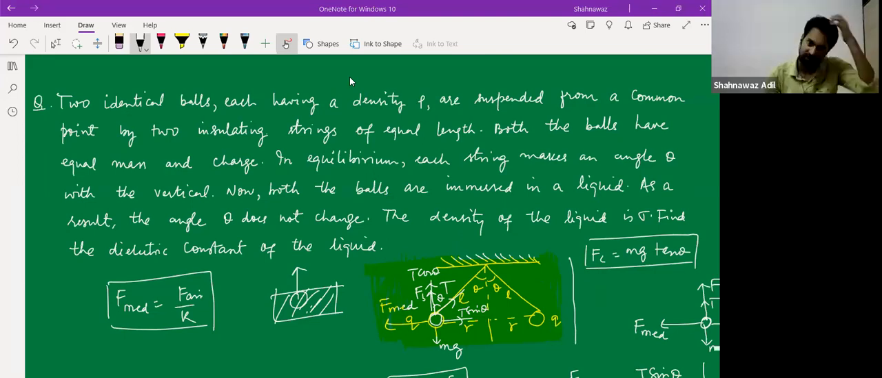So these are the different combinations that may be asked, and there are a few other combinations, and then we will try. We will learn about the electric field.